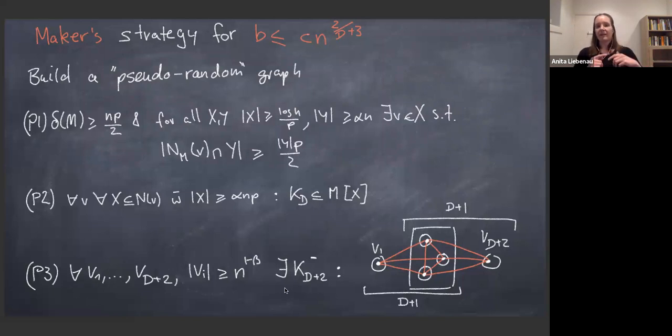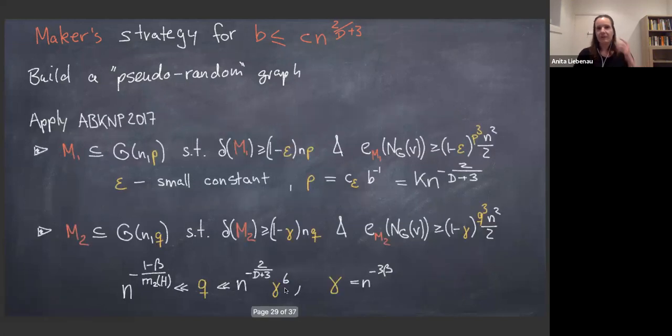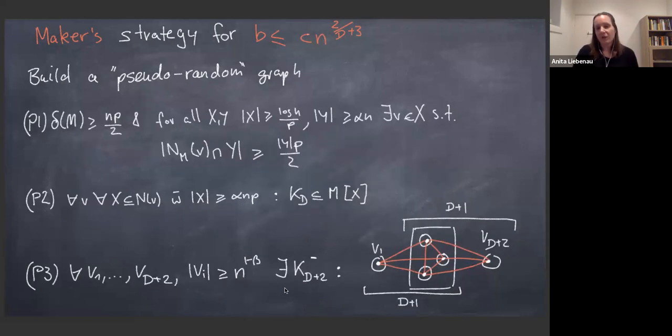How Maker obtain such a pseudorandom graph. So using both of these strategies, the theorem in both forms, you get what we call here a certain pseudorandom graph. Now, why does such a pseudorandom graph contain a clique factor? And this is where this P3 comes in.